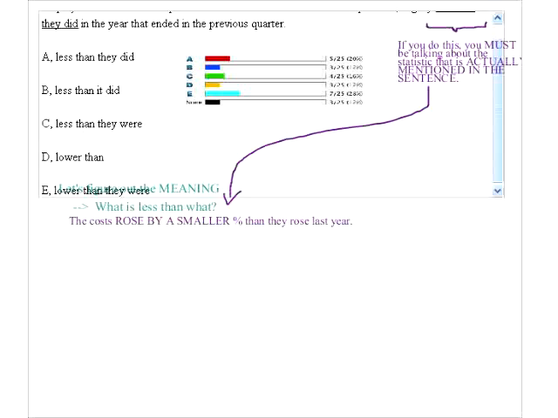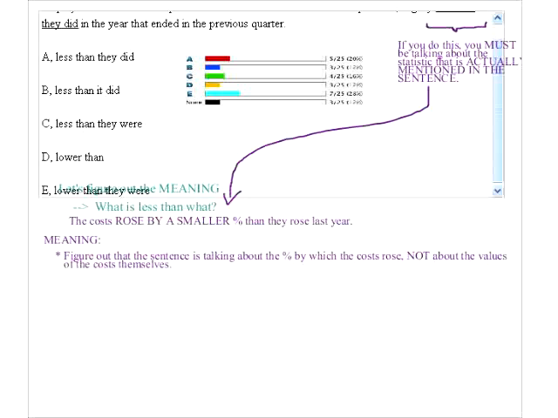So there's two ways to figure out that than they were is wrong. There's meaning wise, you figure out that the sentence is talking about the percentage by which the costs rose, not about the values of the costs themselves. So, that's important. And then also, you can use grammar. If you're talking about helping verbs like this, there's a helping verb did versus helping verb were. Let's talk about that difference. Does anybody know when you can use did or does versus when you can use were in a parallel construction? Go ahead and tell me in the text box if you think you know.